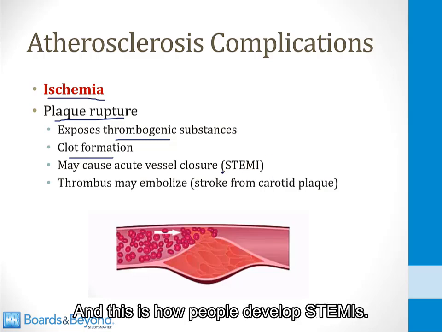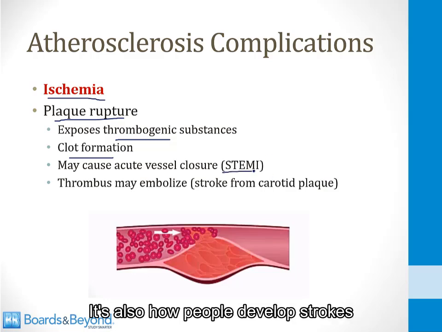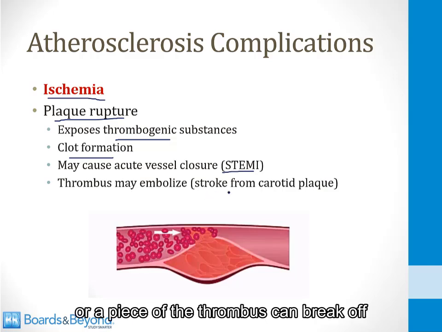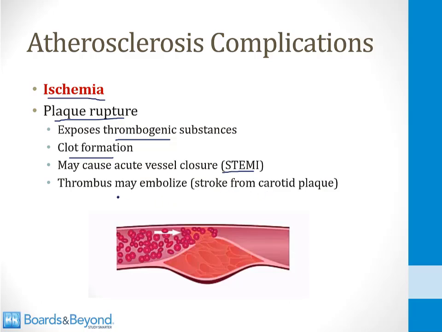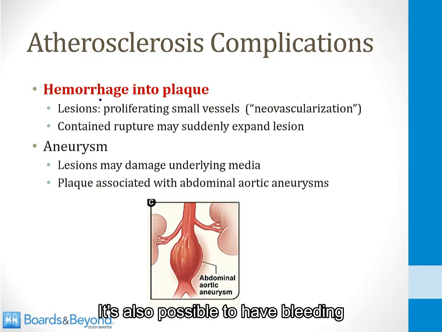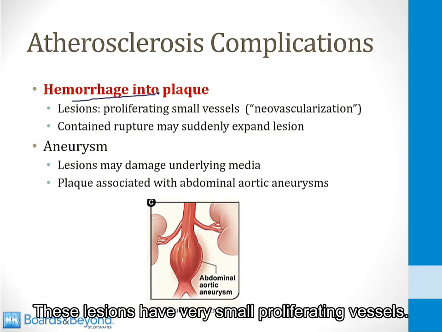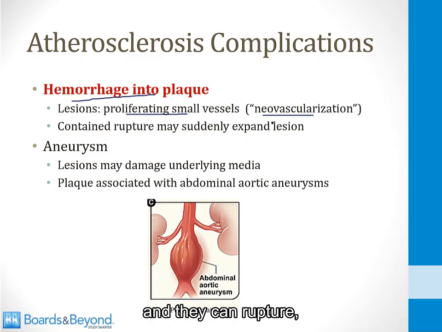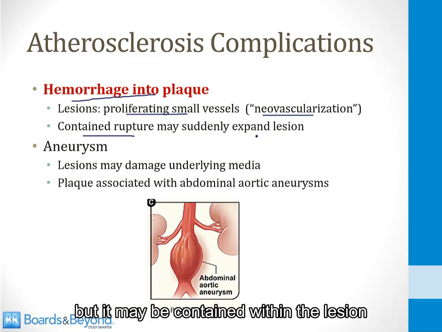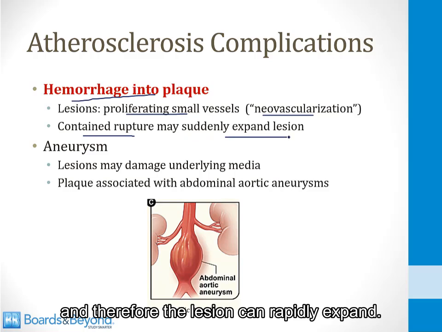And this is how people develop STEMIs. It's also how people develop strokes, because the artery can shut down, or a piece of the thrombus can break off in the carotid artery, for example, and travel to the brain. It's also possible to have bleeding or hemorrhage into a plaque. These lesions have very small proliferating vessels. This is called neovascularization of plaque, and they can rupture, but it may be contained within the lesion, and therefore the lesion can rapidly expand.